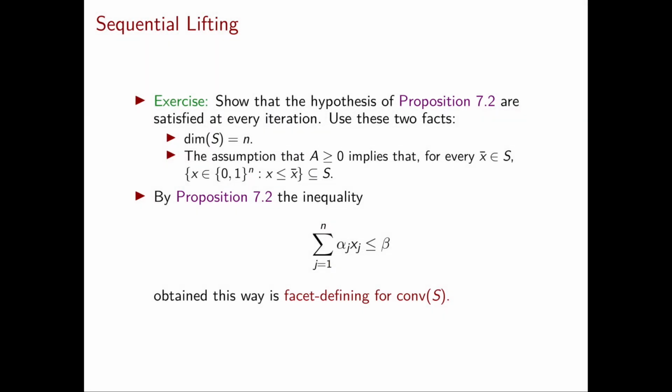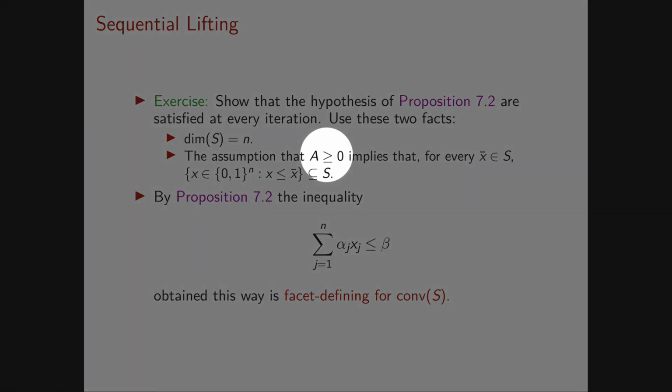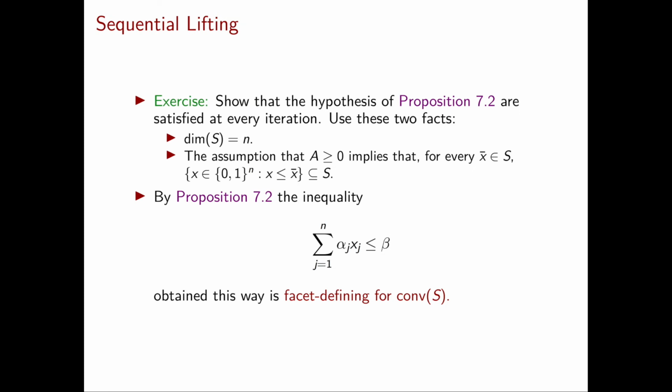In particular, you need this A greater than or equal to 0 to show that for every point in S, then also all the points that are binary and with x upper bounded by x bar are contained in S as well.